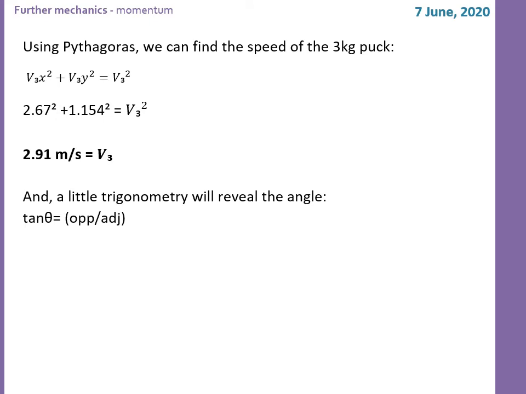So your velocity of the 3 kg puck is 2.91 meters per second. And by using tan theta, you can check the angle from the x-axis. So this is 23.4 degrees from the x-axis. So that's your answer.